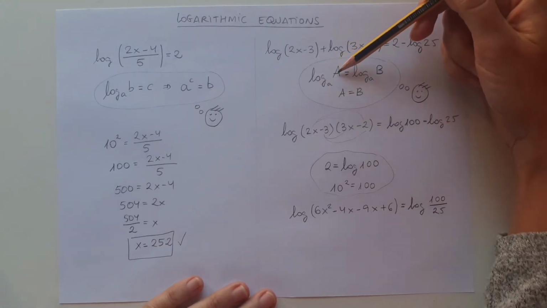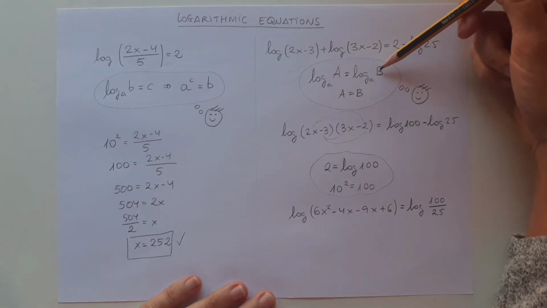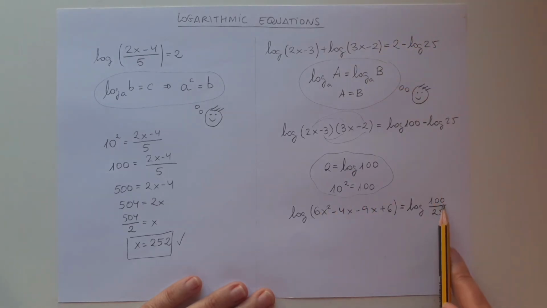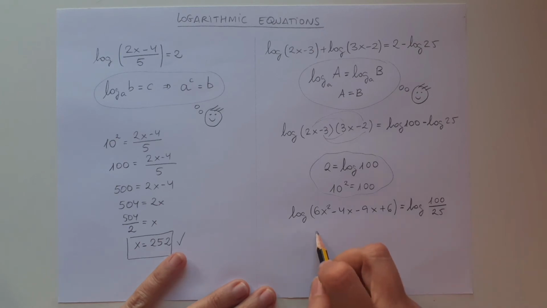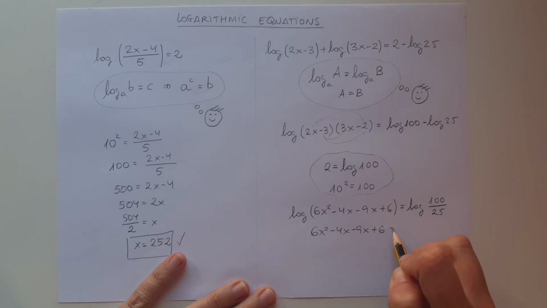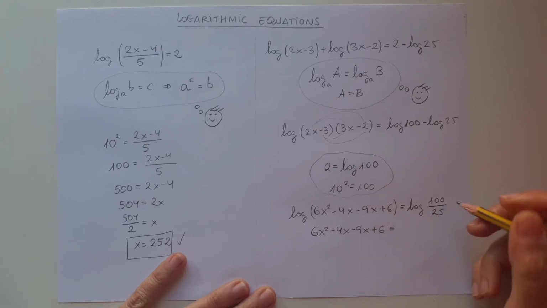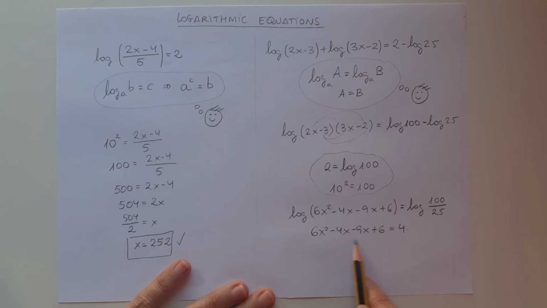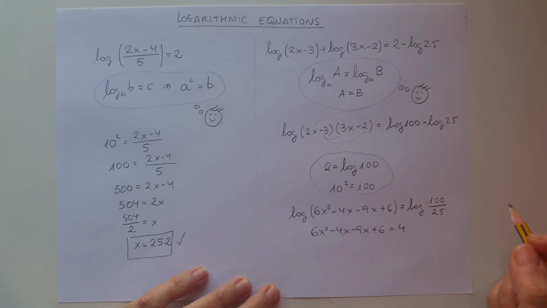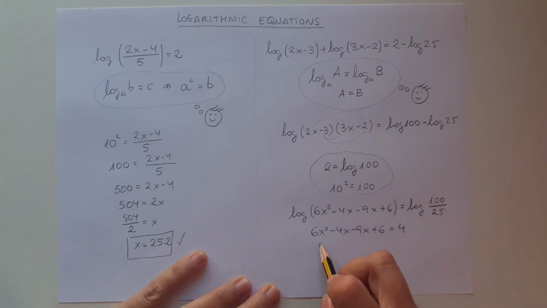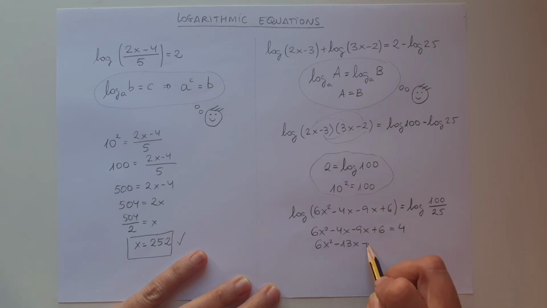So now we have exactly what we were looking for. We have logarithm of something equals logarithm of another thing. So what's inside the logarithms must be exactly the same. So let's write it. And I got rid of logarithms. 100 divided by 25 equals 4. And now I just have a second degree equation. Let's rearrange this equation so we can use the second degree formula to solve it. So this will be 6x squared minus 13x plus 2 equals 0, because this goes to the other side subtracting.